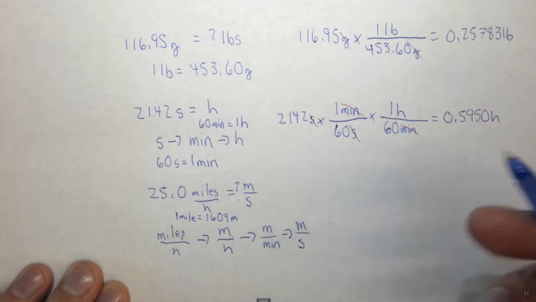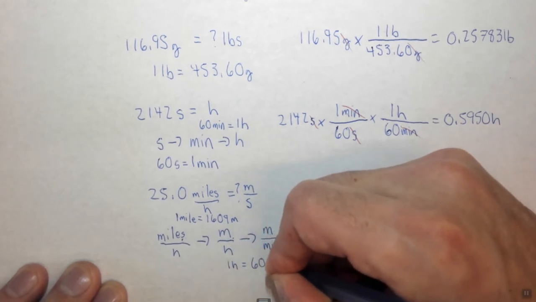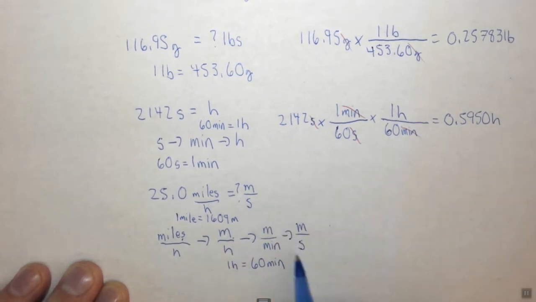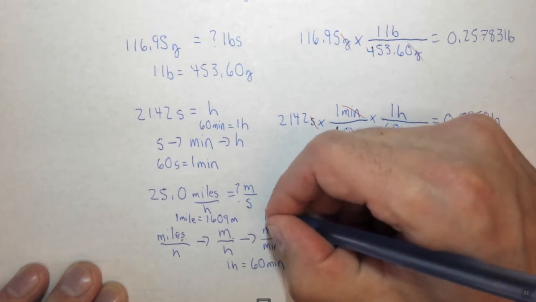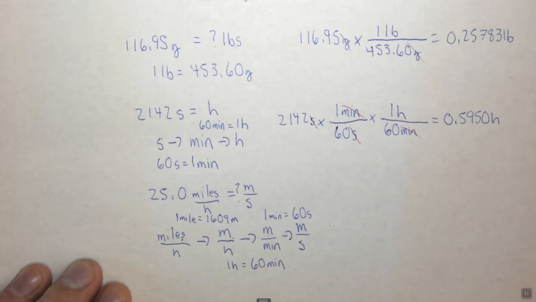Hours to minutes we've already used and everybody knows. 1 hour equals 60 minutes. And then minutes to seconds, 1 minute equals 60 seconds. So notice I'm doing 3 conversions, miles per hour to meters per hour to meters per minute, and meters per minute to meters per second. So I have 3 equalities that will allow me to do this.